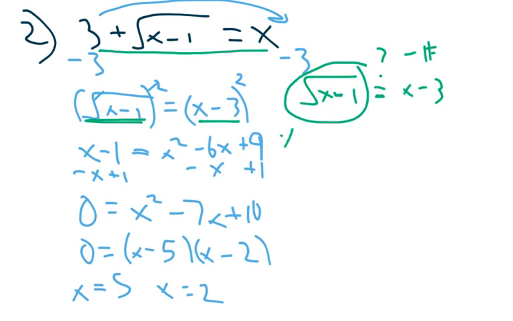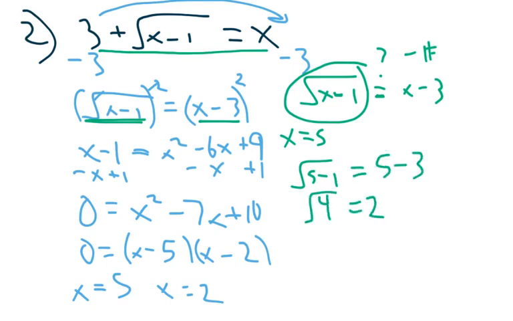So I'll put in 5. x equals 5. I will get square root of 5 minus 1 is equal to 5 minus 3. Square root of 4 equal to 2. That works out. Everyone's happy. So we can definitely box that one.